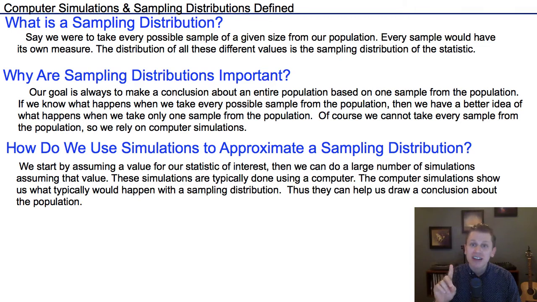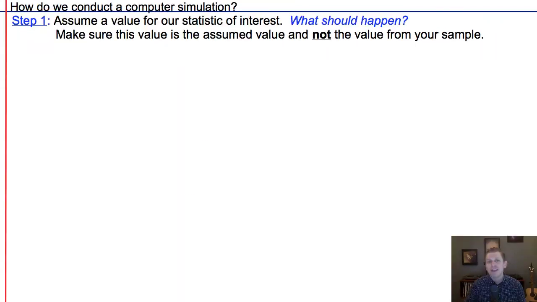Then we look at our single sample and compare it to the population sample to see if we can draw some type of conclusion. Let's look at steps to do this. The first thing you need to do when you do a computer simulation is assume a value for a statistic of interest. What should happen? Not what happened in your experiment, but what should happen. In our coin example, it should be 50%, or it should happen 5 out of 10 times. That is the assumed value and not the value from our sample.